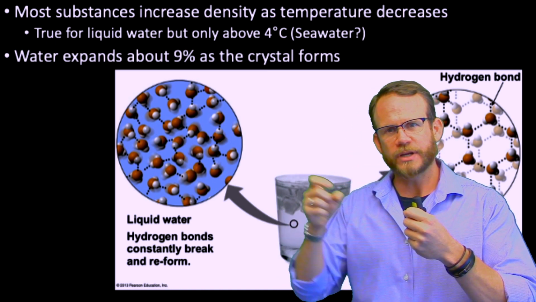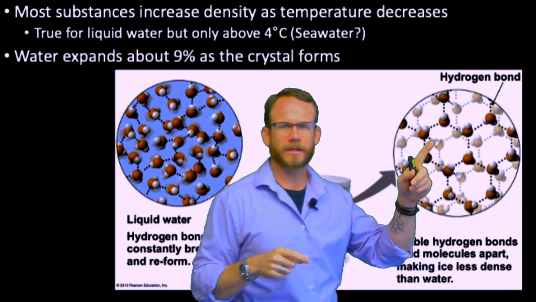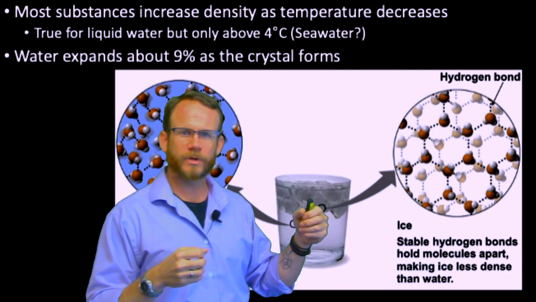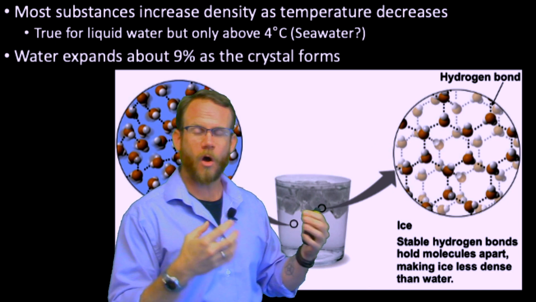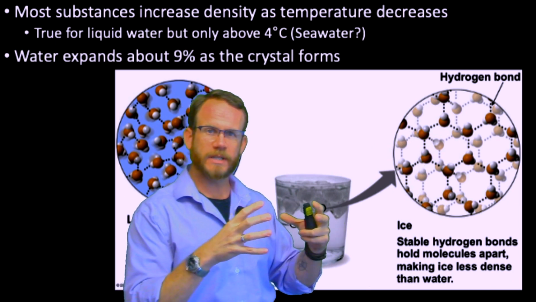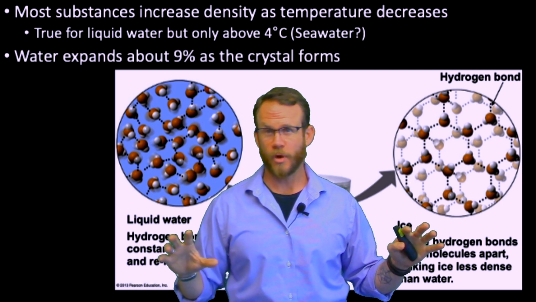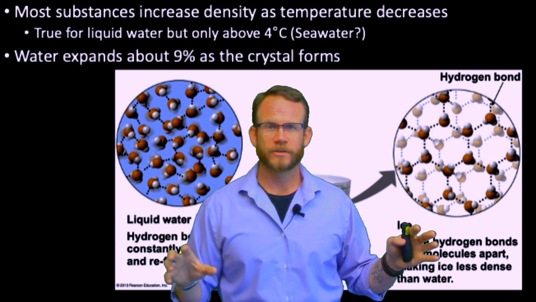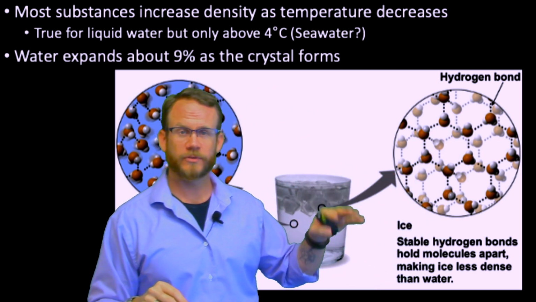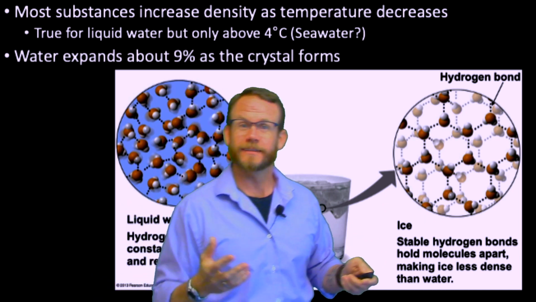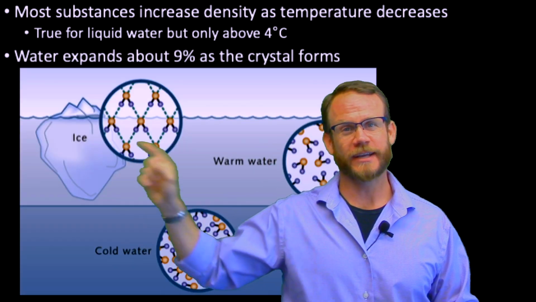But about 4 degrees, those bonds start setting in. And as it gets colder and colder until you have ice, all the bonds form. And they create this lattice structure, which actually makes each individual molecule further apart from the one next to it. So the density goes down. That, luckily, is why we have ice floating on the ocean.